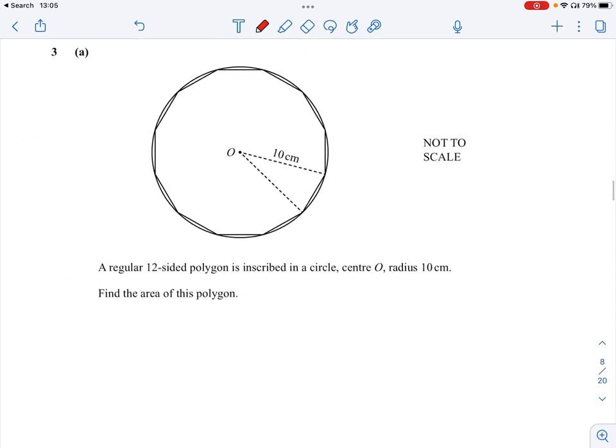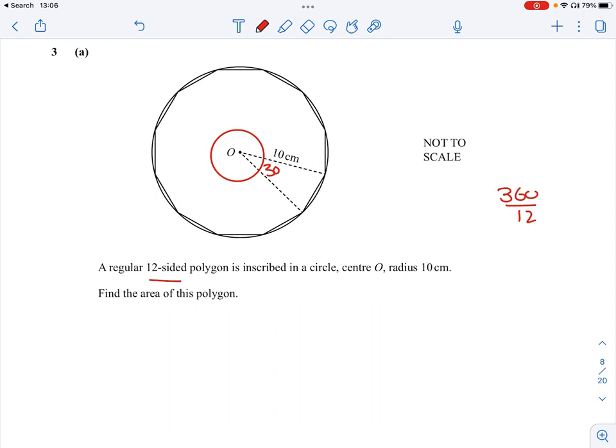Now 3a. A regular 12-sided polygon is inscribed in a circle with center O and radius 10 centimeters. Find the area of this polygon. So what am I going to do? It is 10, and this is a 12-sided polygon. The angle at the center is going to be 360 degrees divided by 12, which is 30. So each angle is going to be 30.